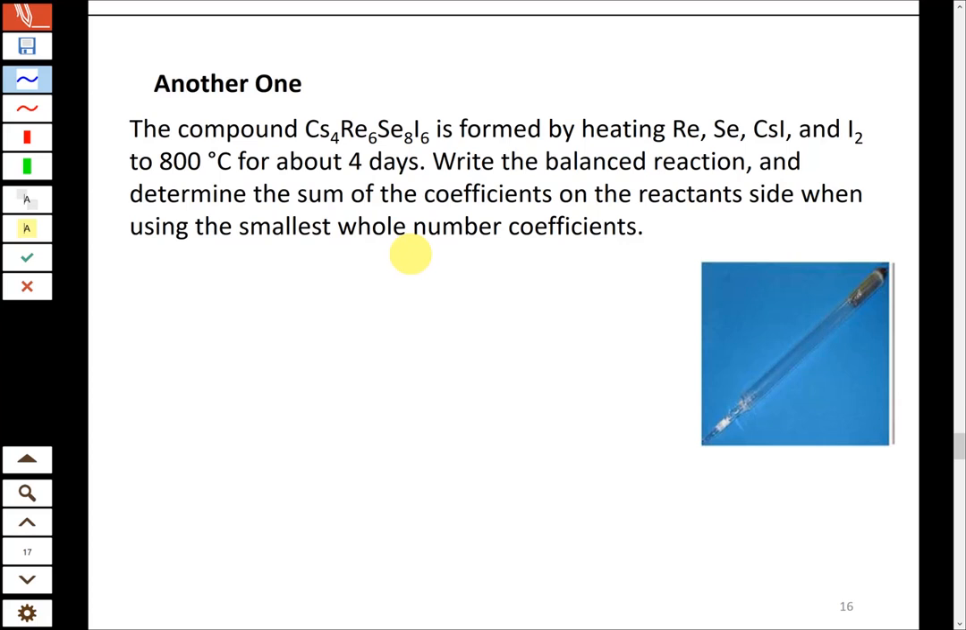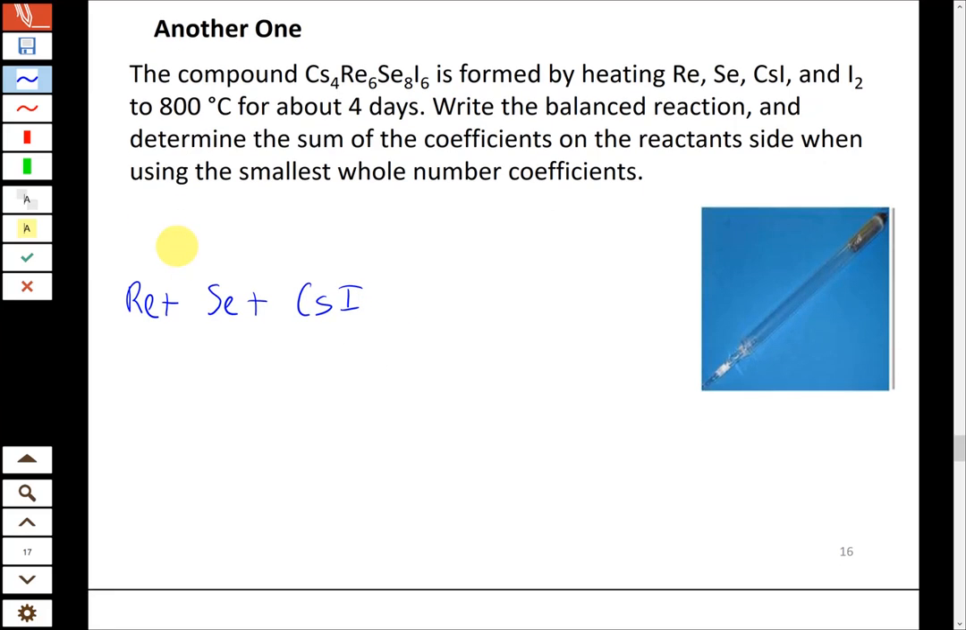So what we have is 4 reactants this time: rhenium, selenium, cesium iodide. I should probably do this a little bit lower, I think. Yeah, let's do it lower so I don't run out of room.